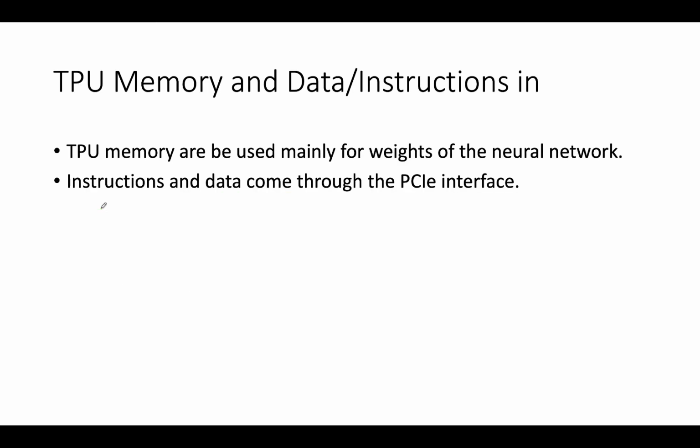The TPU memory is mainly used for storing the weights of the neural network, while the instructions and the data that we need to feed in, for instance for the inference part, come through the PCI interface. So we send the code and the data necessary for the inference through the PCI interface, while most of the memory of the TPU is basically dedicated to storing the weights of the neural network.